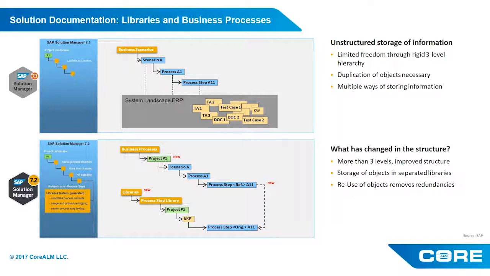So you have a more flexible business process management where before you were only able to document 3 levels. So you were able to document your scenario, your business process, and your business process step. In 7.2, you can go as many folders deep as you would like. So, 10 folders, however many levels of processes, you can document that many levels. So there's no limitation as to how deep you can go within the business processes.